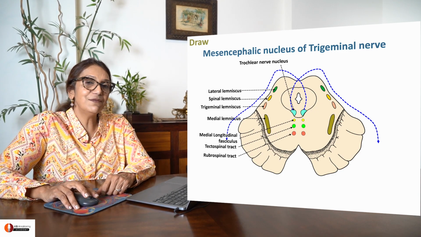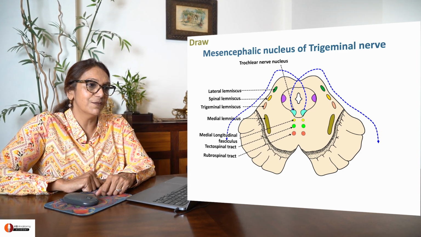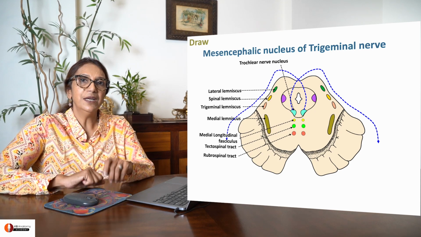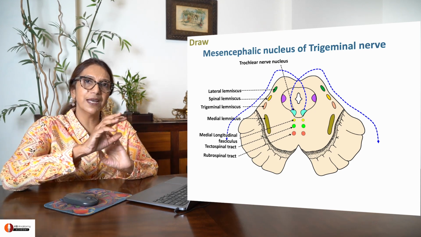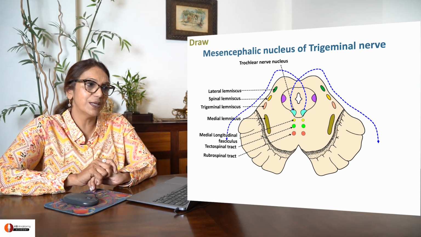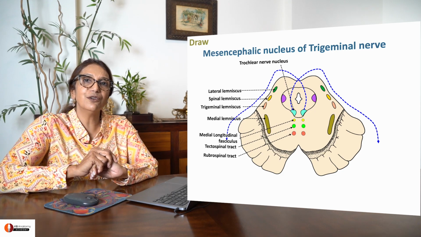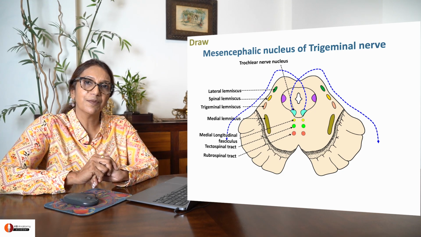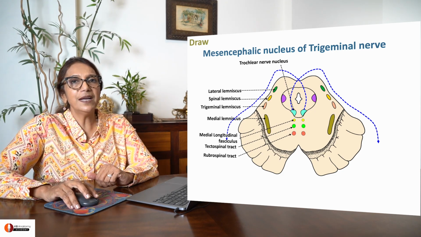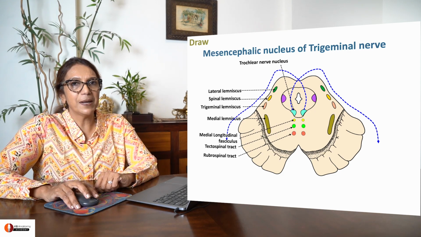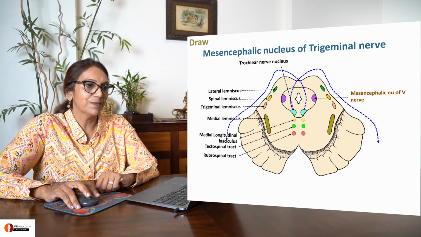Let's add the mesencephalic nucleus of trigeminal nerve. Please add it to your diagram. Just in the periaqueductal gray, somewhat laterally situated, mesencephalic nucleus of trigeminal nerve. Have you added it? So we again revise the trigeminal nerve a little bit. That's the nucleus, label it.